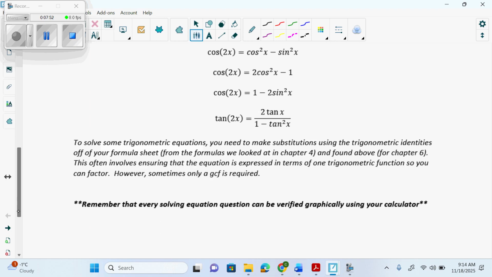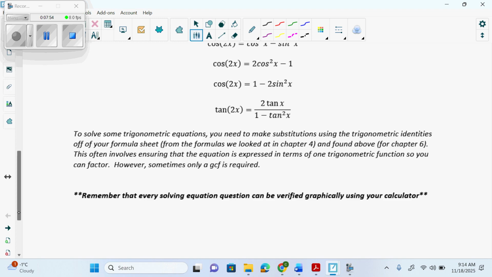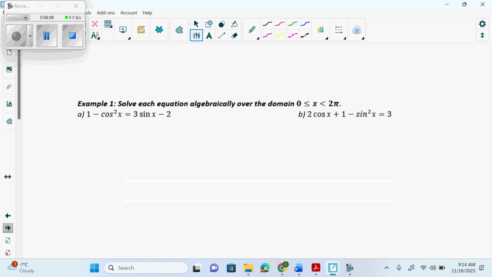So, we have solved double angle ones before. Remember that every solving equation question can be verified graphically using your calculator. So, we will check with our calculator in the end. Okay. The catch with these is we've only factored in 30-1 so far. In 20-1, you guys have done these, but in 30-1, we have only factored so far linear ones or squares, like cos squared x equals 1, and you have to take the square root of it.